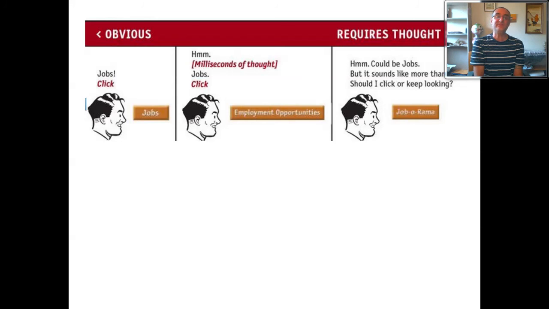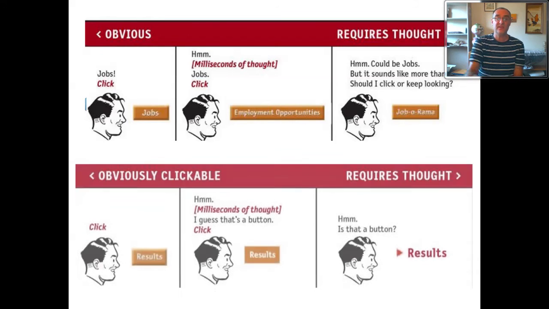So you look at the left here, that's good, where you're looking for a job and you see a button that says jobs, you click it. Whereas you look at the right, it says this requires thought. Because it says what? Job-o-rama. We're not really sure, so we have to stop and sort of figure it out. He says that's not bad. It should be more instinctual and intuitive how we interface with the technology.